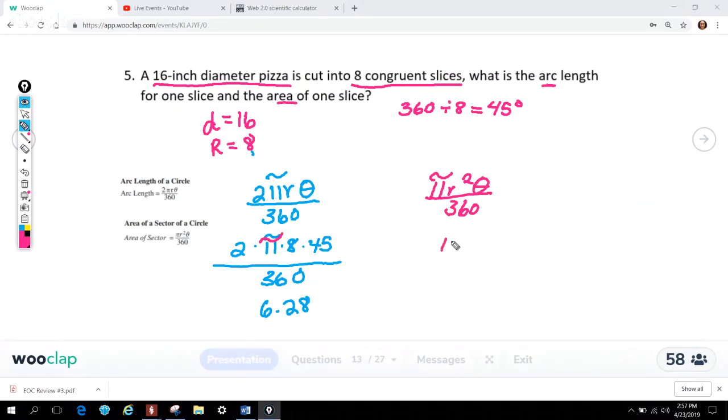So after you plug this information in, you should get, like we got, 25.13.